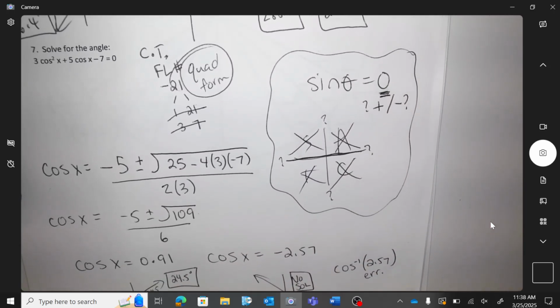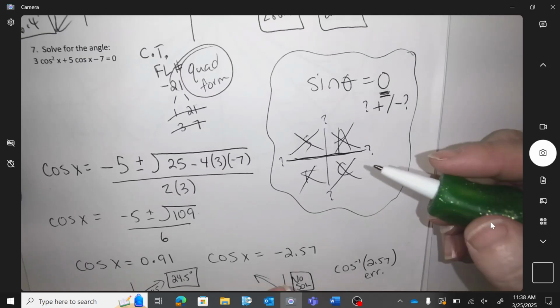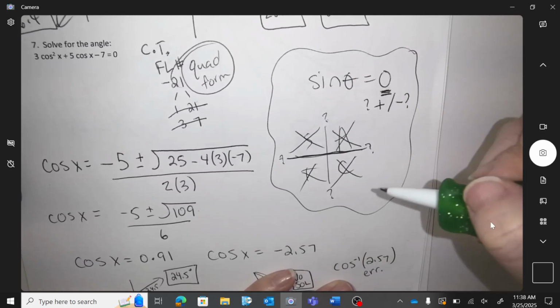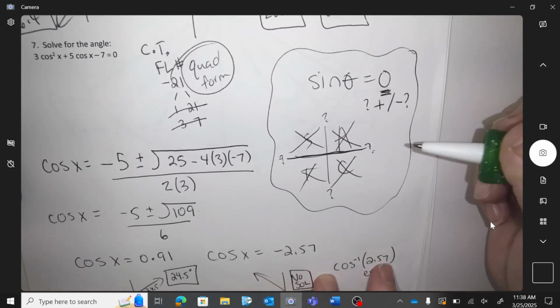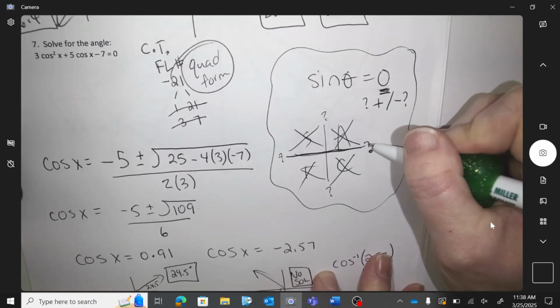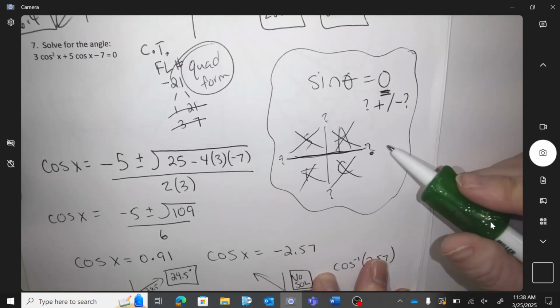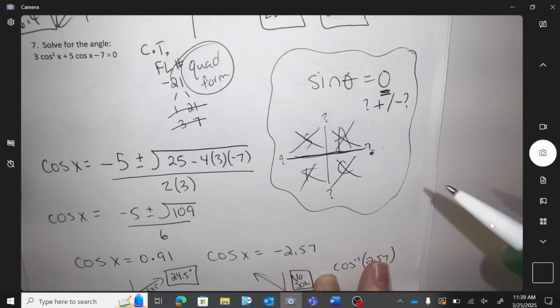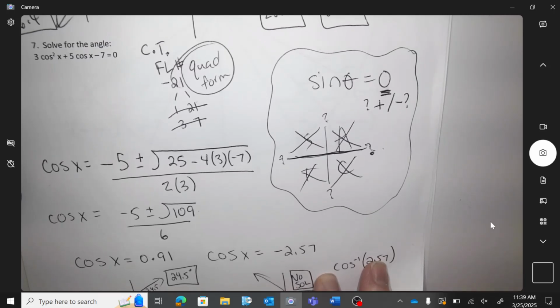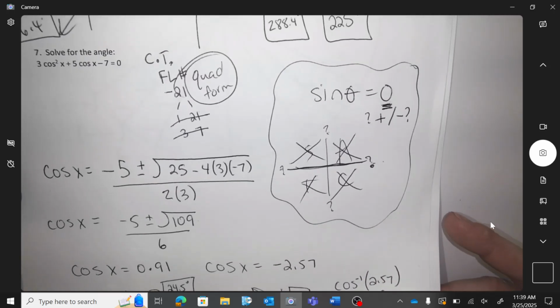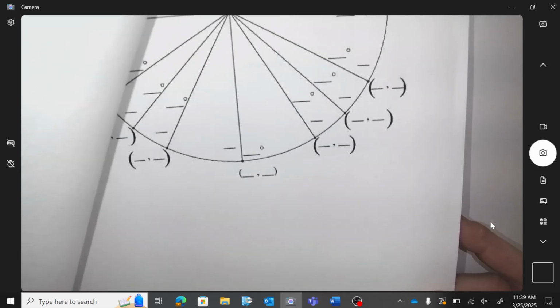So you have 5 things to check. You're just going to try them and see which ones work. 0, 90, 180, 270, or 360. Please make sure when you do this line over here, you can call that 0. You can also call it 360. It would have 2. Okay?